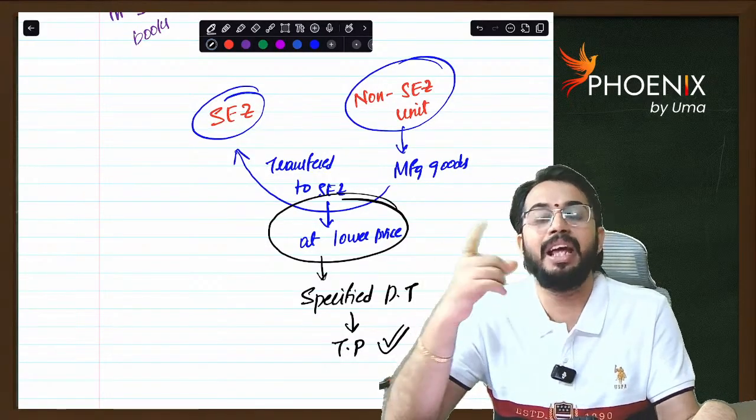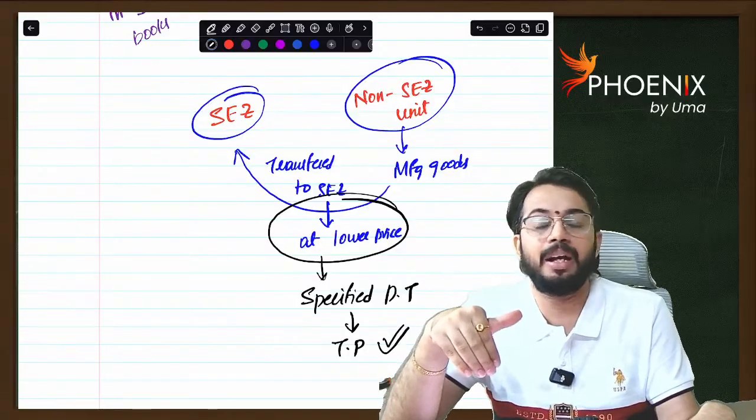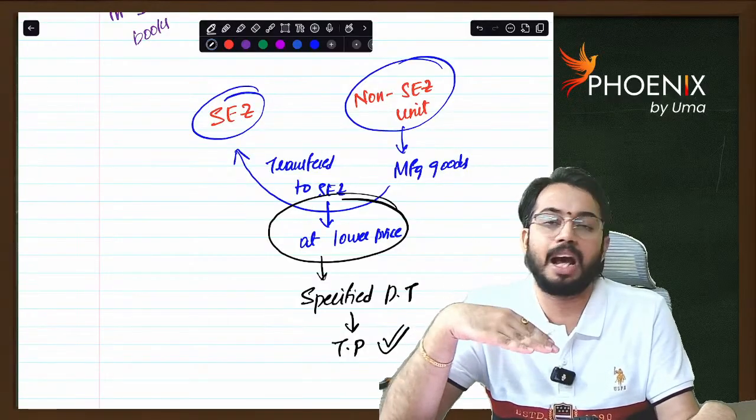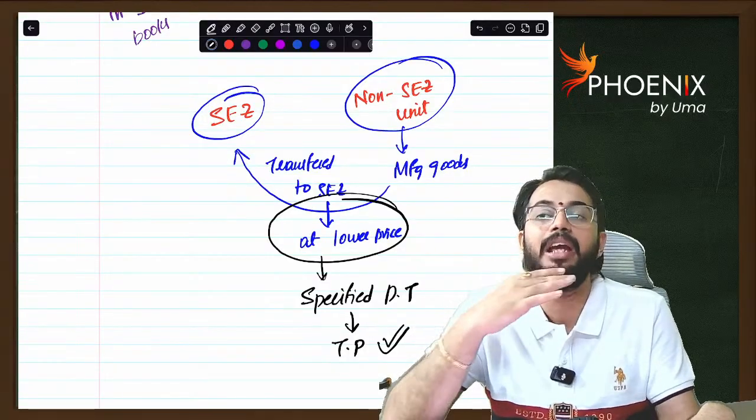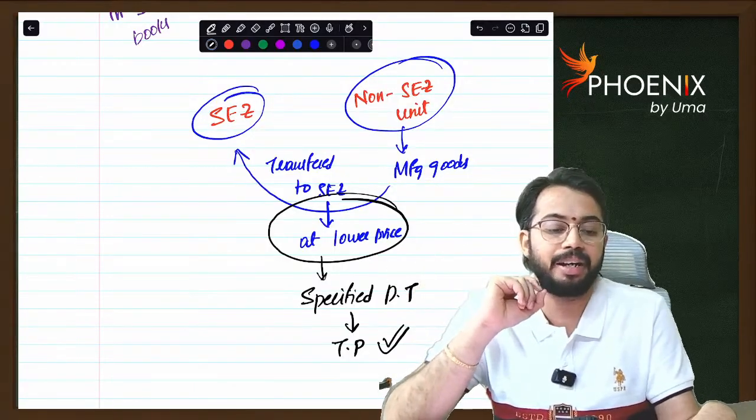So whenever there is a specified domestic transaction, here also we will apply transfer pricing provisions. We will calculate arm's length price. Accordingly only, goods will be sold to CES unit. Are you able to understand?